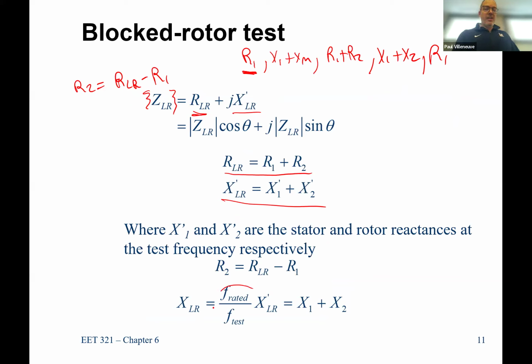You'll notice here there's an F rated versus an F test. The F rated would be the 60 hertz, and the F test is whatever frequency you have. And why don't we have to adjust the resistance? Why do we just adjust the impedance?